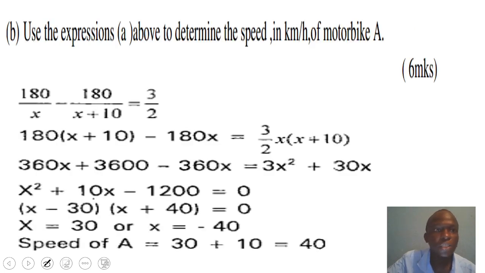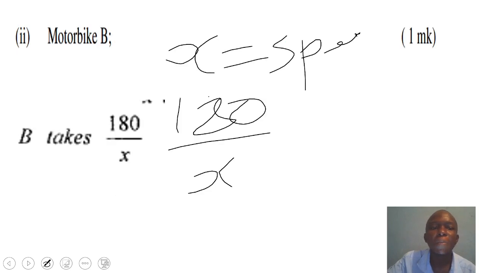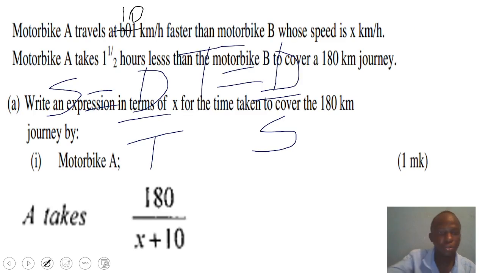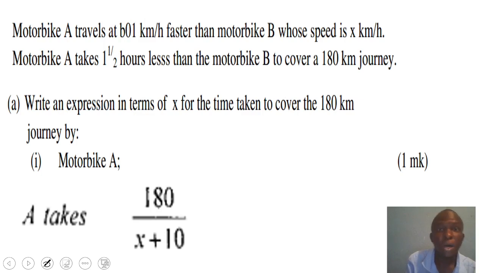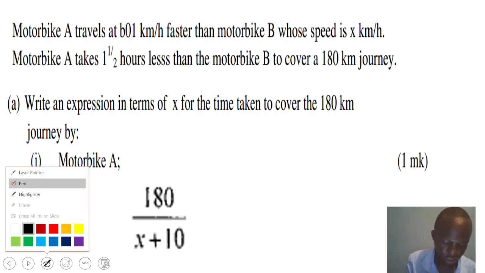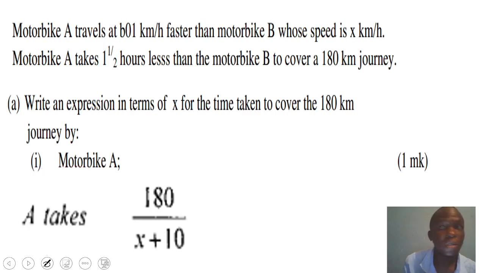The next section is: use the expression in A above to determine the speed in kilometers per hour of the motorbike A. Now, back to the question. We need to see what information is provided there. Let us go to the second statement. Let us look at the second statement.